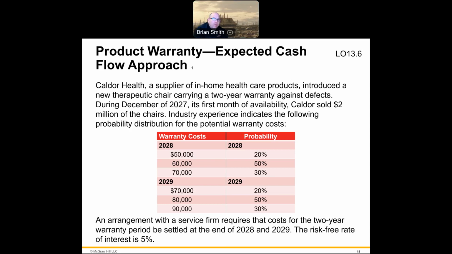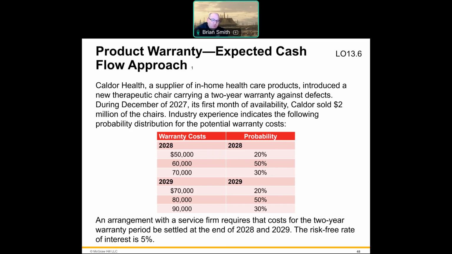Hold on, sorry. So 2 million shares, industry experience indicates the following probability distribution of potential warranty costs. So we expect the probability of paying $50,000 in 2028 is 20%, 60,000 is 50%. You get the idea.